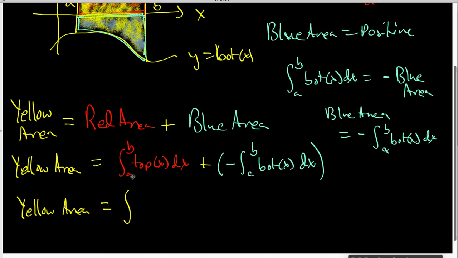Let's see, the integrals are from a to b, both of them, so we can simplify this to the integral from a to b of the top function minus, because of this minus sign right here, the bottom function. And then I will want to integrate that with respect to x. It is the same formula. Well, the last thing that I want to do is look at the third case that we might have.